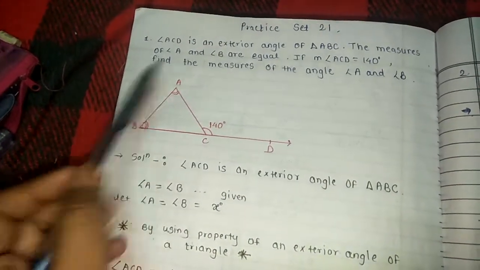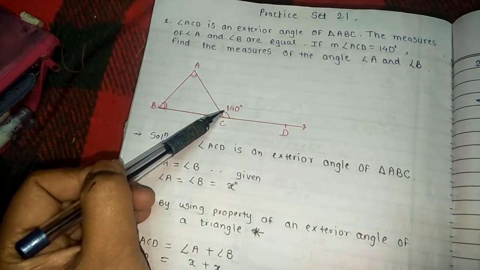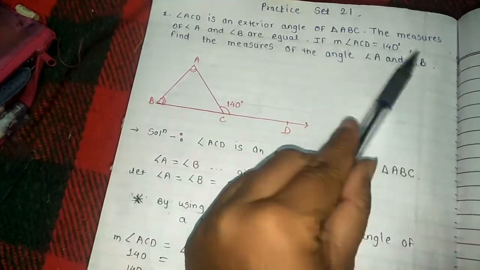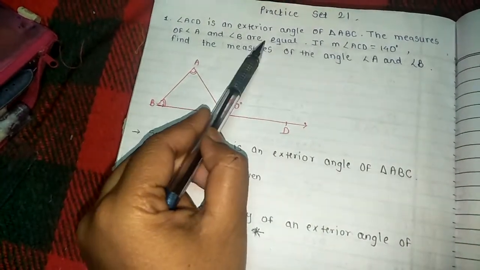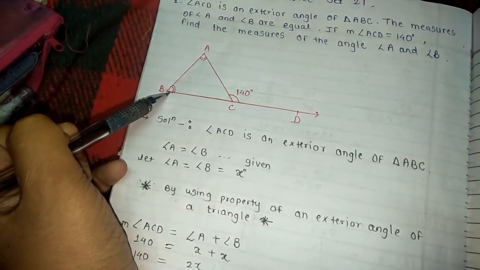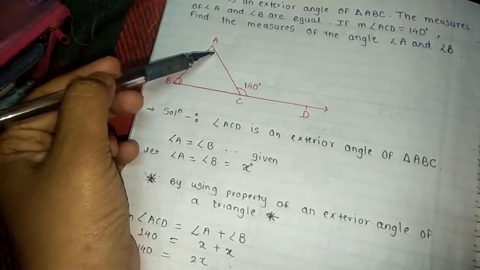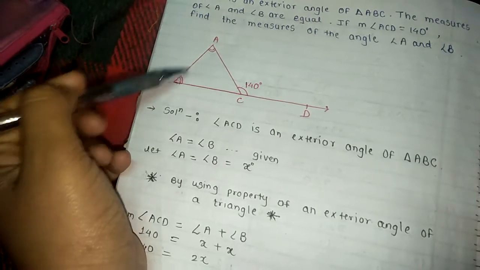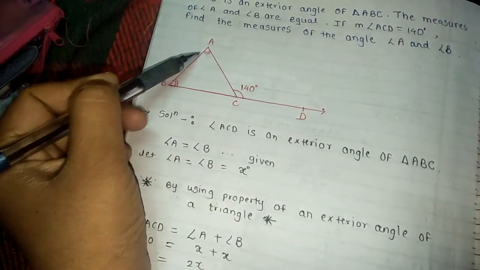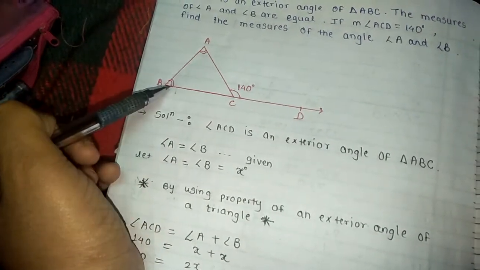Now see here, ACD. Which angle does ACD mean? This angle is the exterior angle of triangle ABC. After that they are saying the measures of angle A and B are equal. It means if angle A is 30 degrees, then angle B is also 30 degrees. We don't know their measurements, so we show that these two angles are equal by the equal symbol. So I denoted this angle with the equal symbol, which means these two angles are equal.